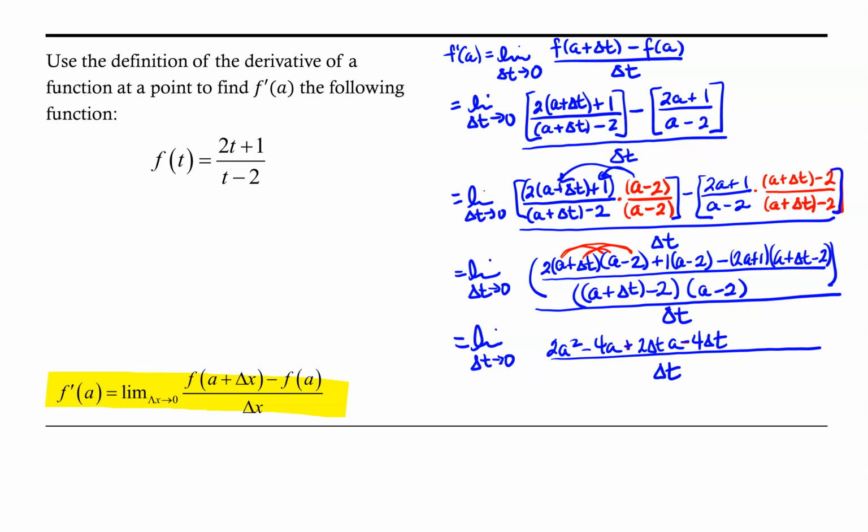Doing the same with the rest of our numerator, distributive property, we've got negative 1 times a minus 2. Well, that's still going to be just a minus 2, so we don't need to do anything there. And then distributive property on our last component, we've got 2a times a, so that's going to give us a minus 2a squared. Then we've got 2a times delta t, so that's going to give us a minus 2a delta t.